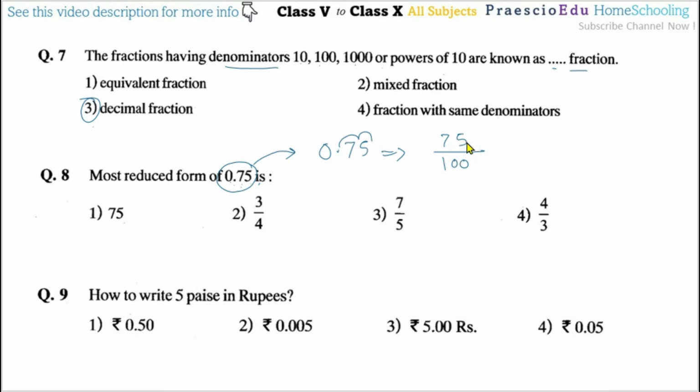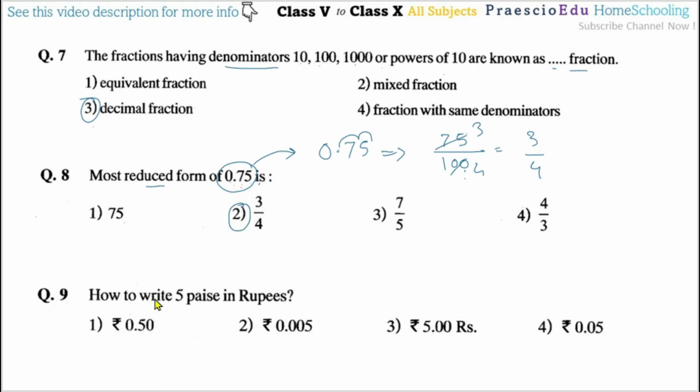Okay, that means 75 divided by 100, and we have to make the reduction. So here 25 can be taken out. 25 threes and 25 fours means 3 by 4, and 3 by 4 is given in option number 2.